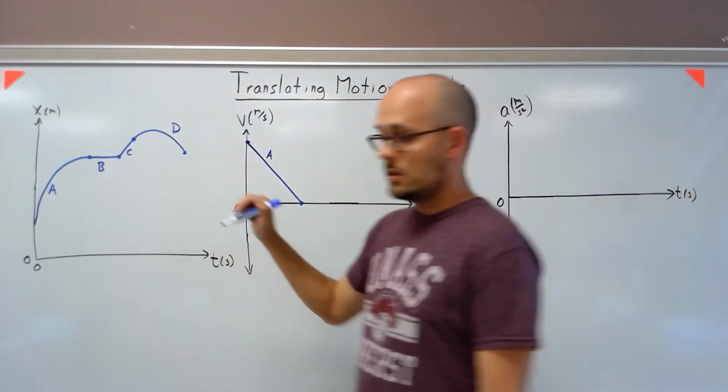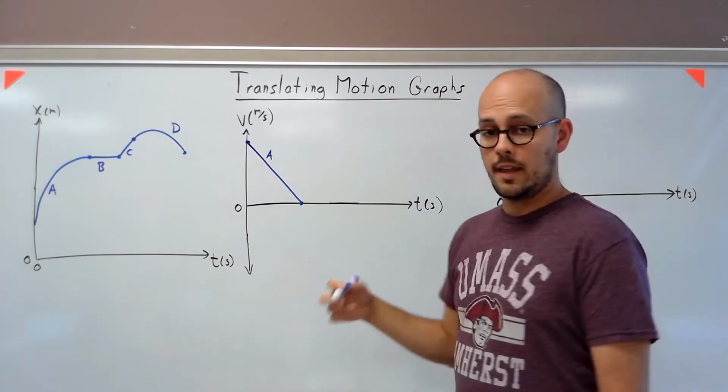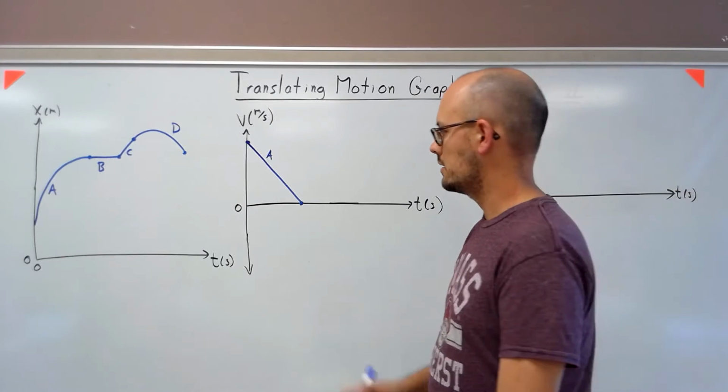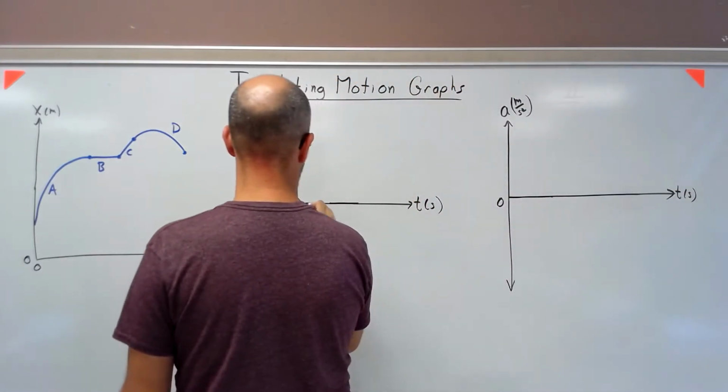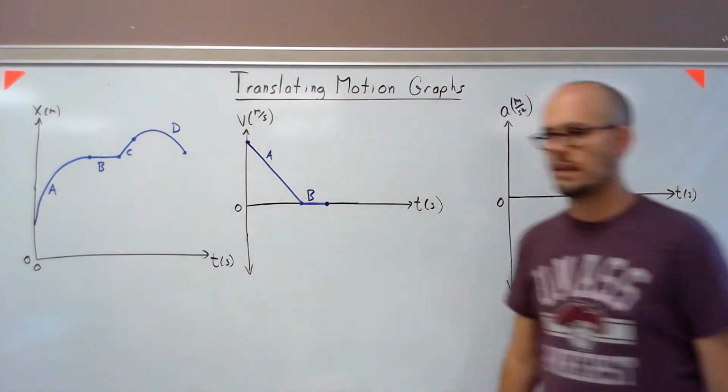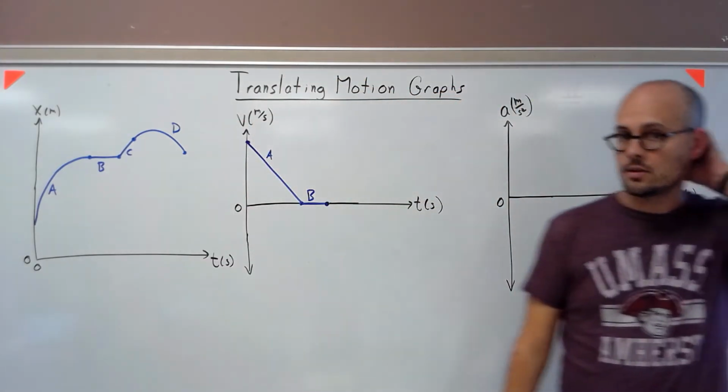B is meant to be kind of easy. It's a flat line on a position graph, which means the position isn't changing. And that just means that there's no velocity. And so for part B, I just have a flat line at 0.